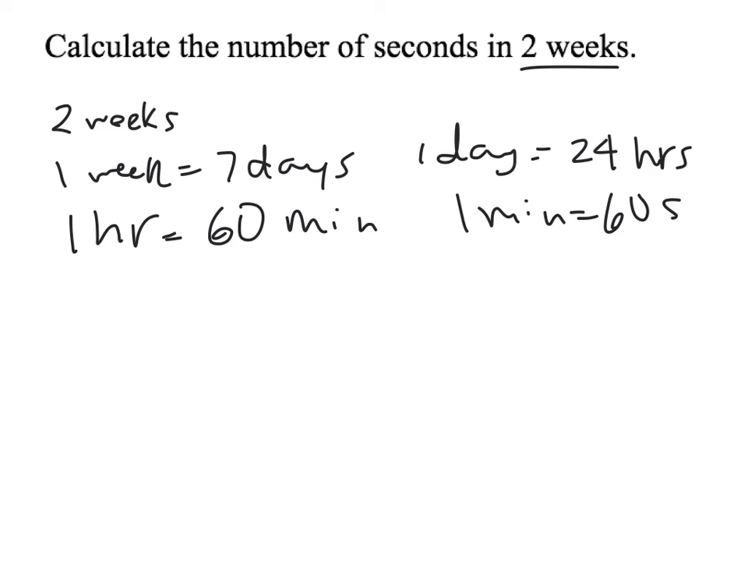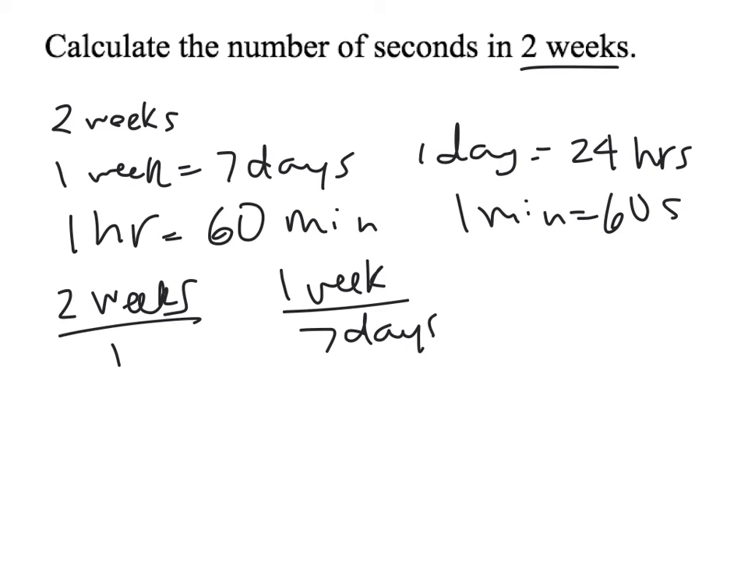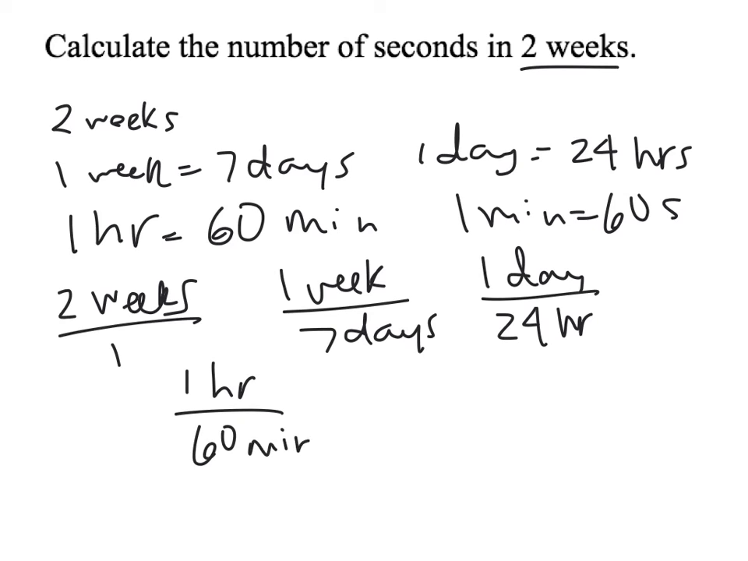So step number 3 says to write everything as fractions. 2 weeks over 1. 1 week, 7 days, 1 day, 24 hours, 1 hour, 60 minutes, 1 minute, 60 seconds. So go ahead and make sure you have this copied down if you're following along, because I'm about to clear the screen, so I'll give you a moment to do that.